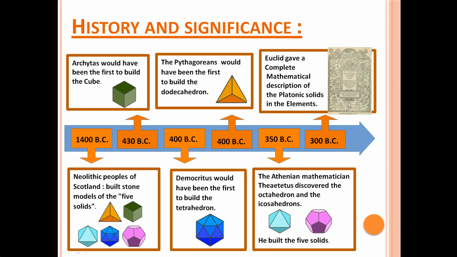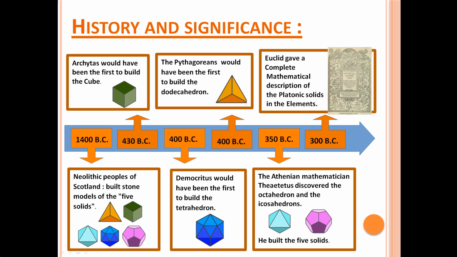In the history of mathematics of ancient Greece, the following chronology can be traced. Archytas would have been the first to build the cube, in 430 BC. And Democritus would have been the first to build the tetrahedron in 400 BC. Then, the Pythagoreans had an empirical knowledge of 3 solids: the tetrahedron, the hexahedron, the dodecahedron. They would have been the first to build the dodecahedron.